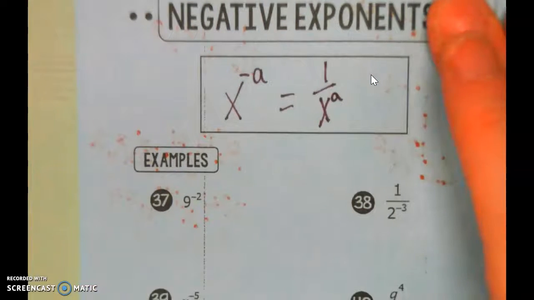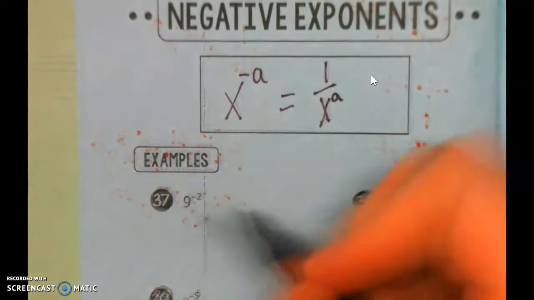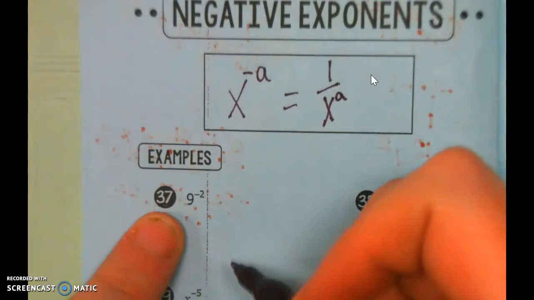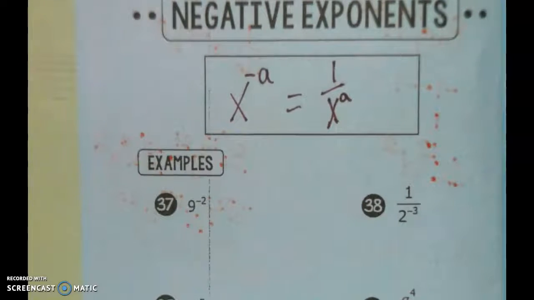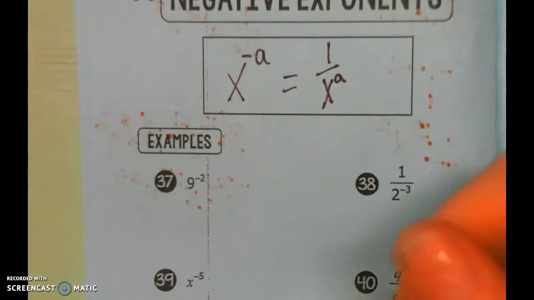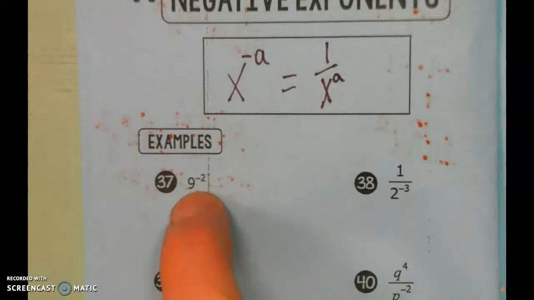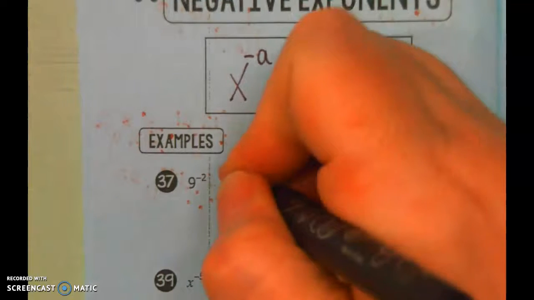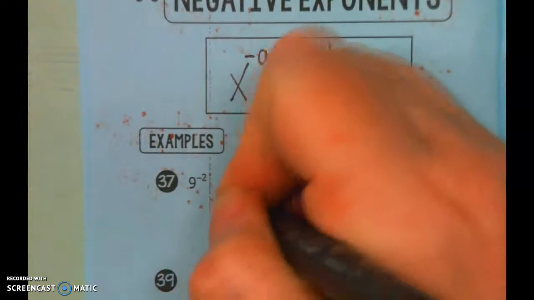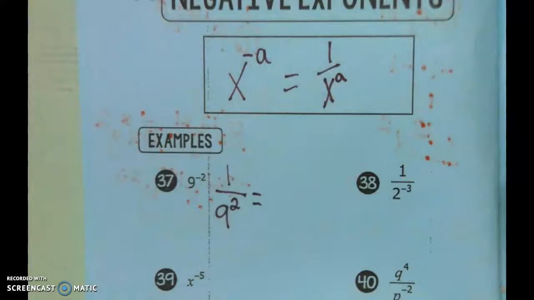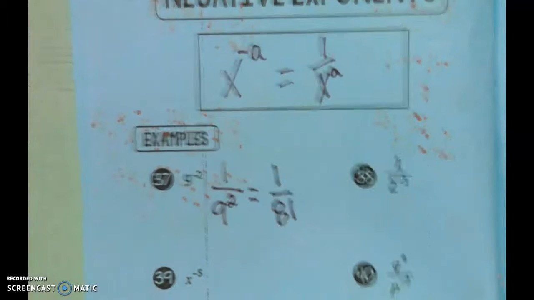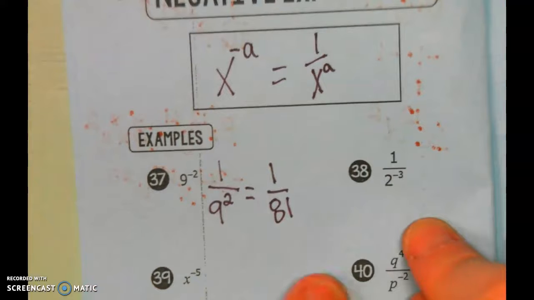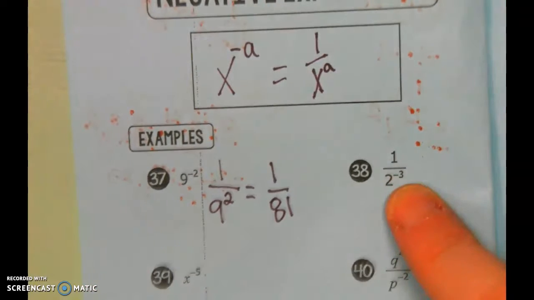Awesome. Okay, so here we have 9 squared. Here's 9 to the negative 2. Well, that's going to be 1 over 9 squared. Well, 9 squared is easy, we've done that a lot lately. 1 over 81.